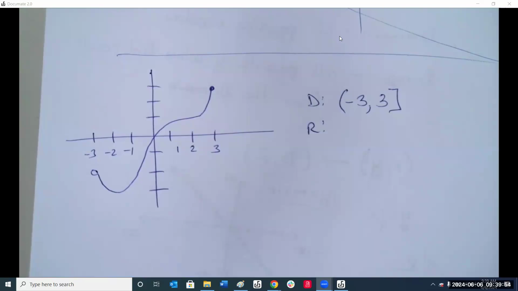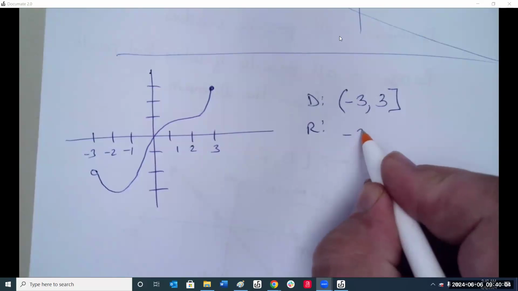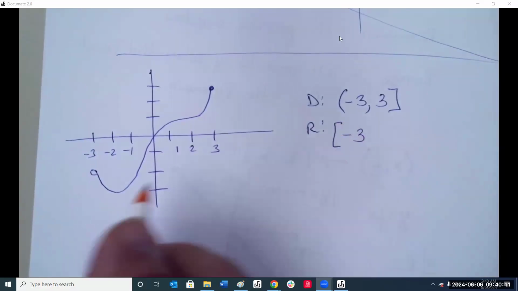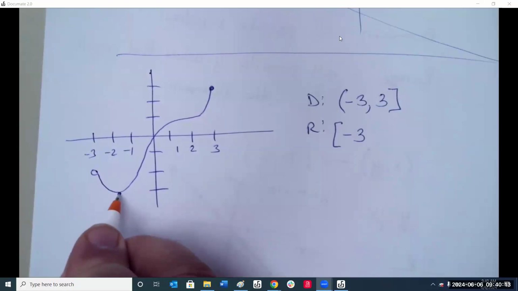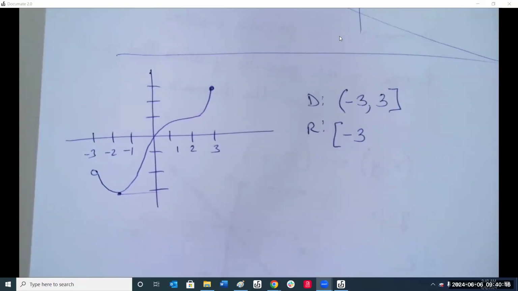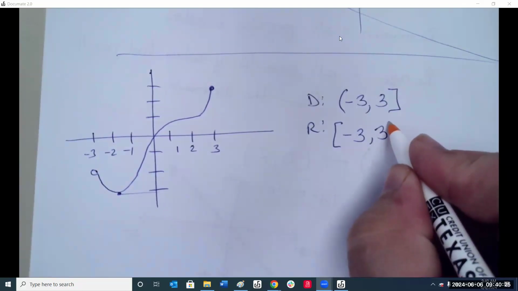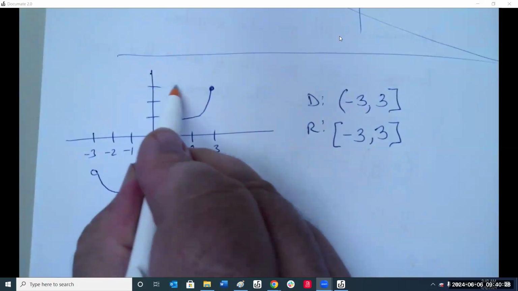What's my range? What's the lowest the graph goes? -3. Is it a bracket or a parenthesis at -3? It's a bracket because there's a point there. The graph is there, so it's a point. How far high does it go? +3. And it's another bracket because there's a point.